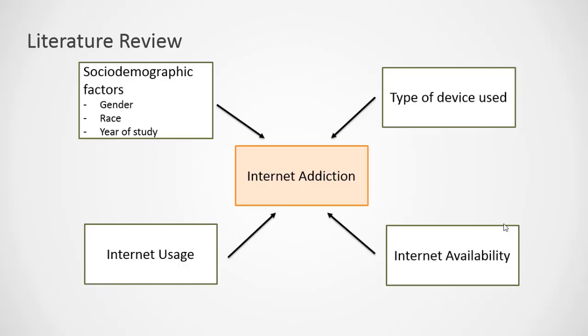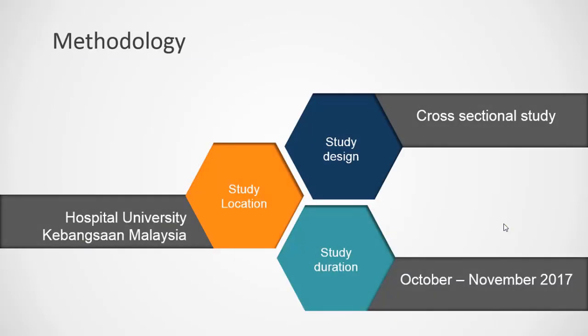According to literature review, there are several factors that contribute to internet addiction. One being socio-demographic factors, which comprises of gender, race, and year of study. Another is type of devices used. Aside from that is internet usage, and last but not least is internet availability. The research project takes place in Hospital University Kebangsaan Malaysia. Our study design is cross-sectional study, and the study duration is from October to November 2017.